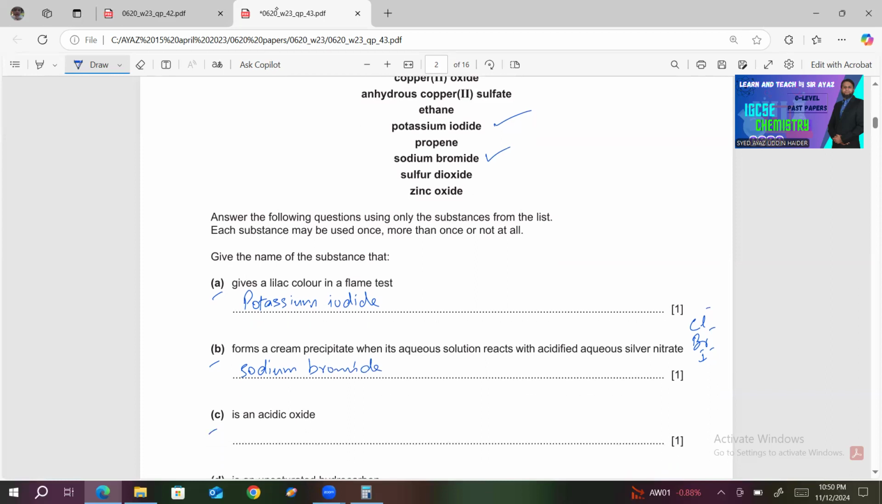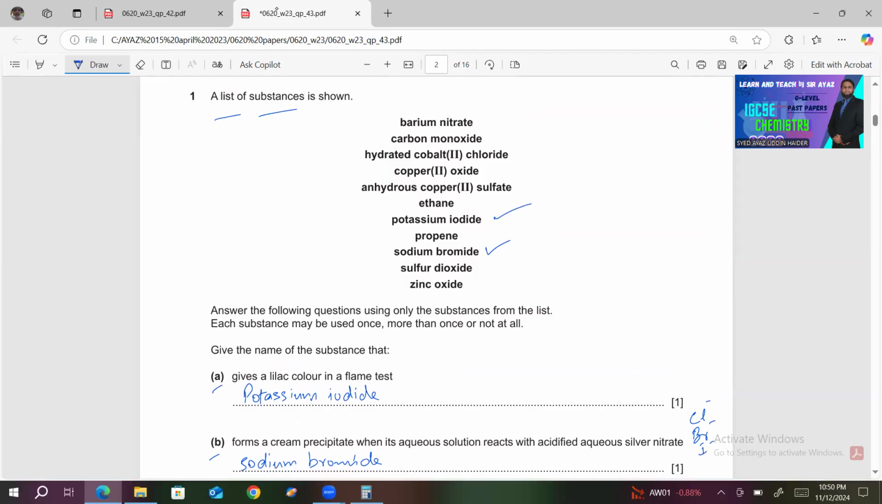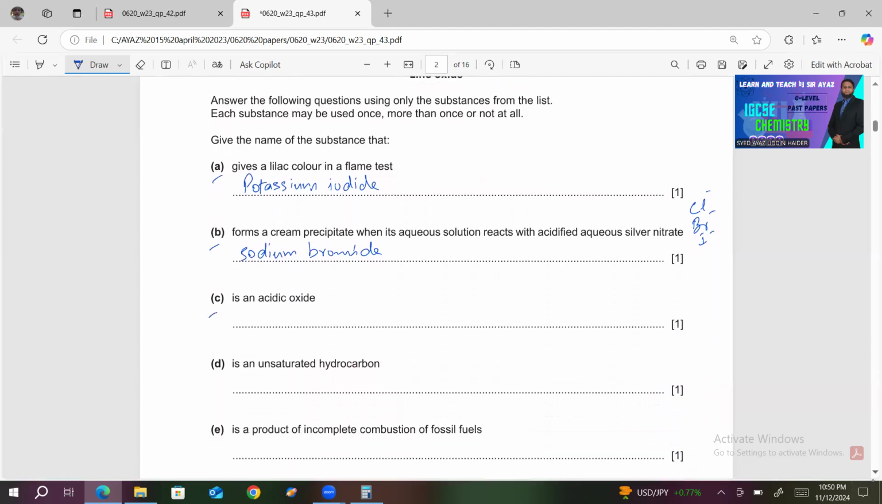C is an acidic oxide. If you look at the list, there's only one gas which acts as an acidic oxide, and that will be sulfur dioxide. Remember, non-metal oxides act as an acidic oxide. There are few exceptions: carbon monoxide, nitrogen monoxide, and water. These are not acidic oxides; these are neutral oxides. So you have to write sulfur dioxide here.